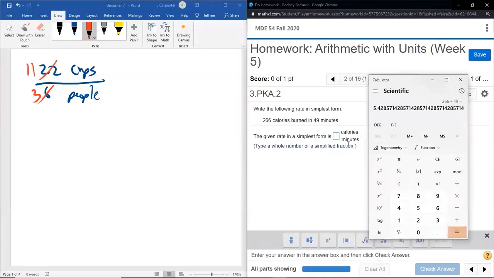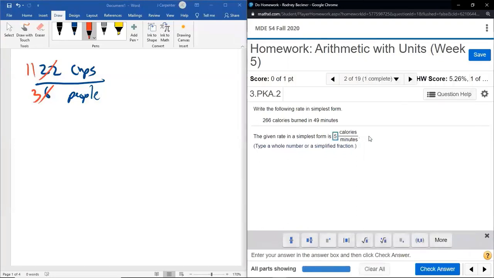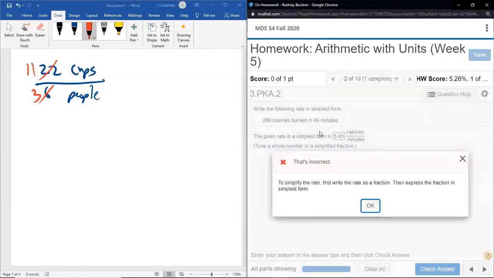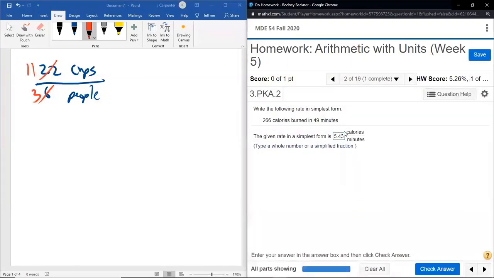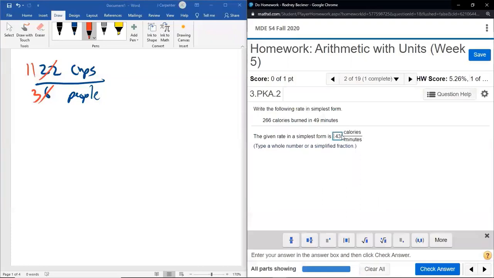Well, shoot, that's not a whole number. And if you do 5.42 anything or 5.43, it's going to be wrong. Maybe you just, oh, they wanted me to round to the nearest tenth or hundredth. They just didn't tell me that. And it says it's wrong. Okay, that's because we weren't supposed to do it that way.